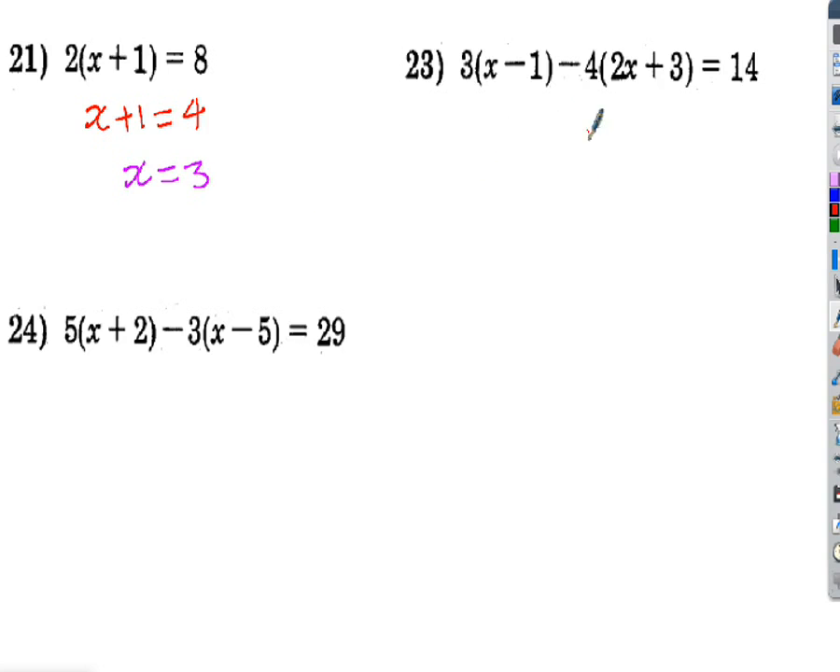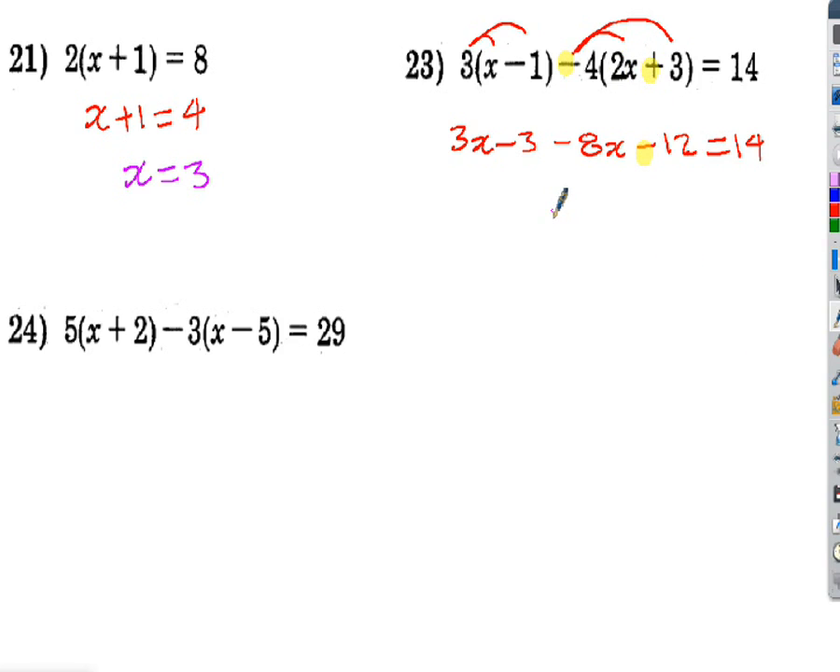Question 23, I've got 2 brackets here. I think I will expand the brackets this time. So I'll be multiplying the 3 by the x and the 3 by the negative 1. And then negative 4 multiplied by the 2x and negative 4 multiplied by the 3. So the next line will give me 3x minus 3 minus 8x minus 12 is equal to 14. Notice here the negative 4 multiplied by the positive 3 is given a negative 12.